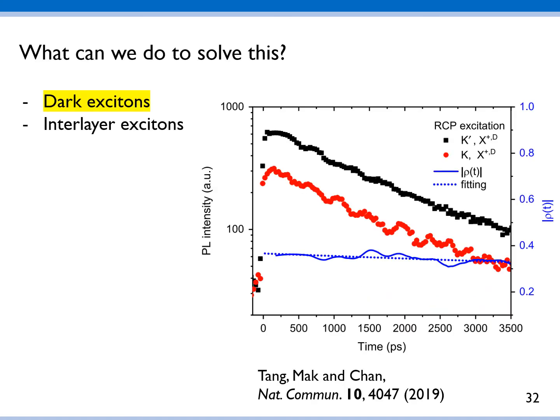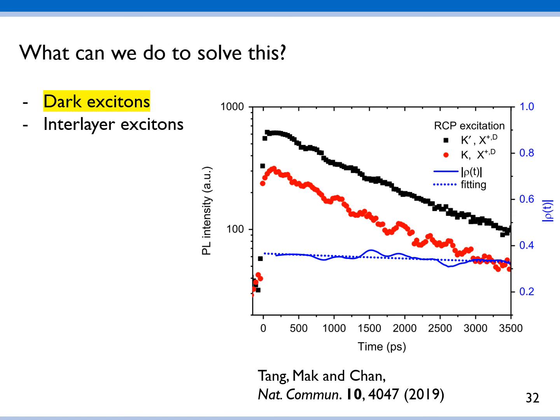Now this short, several picoseconds short valley lifetime of excitons poses a serious problem for us, because we can only do any relevant valleytronics within the window of our valley lifetime. Is there any workaround? Can we do anything to solve this? So there are 2 ways that have been proposed, at least. Maybe there are many others.